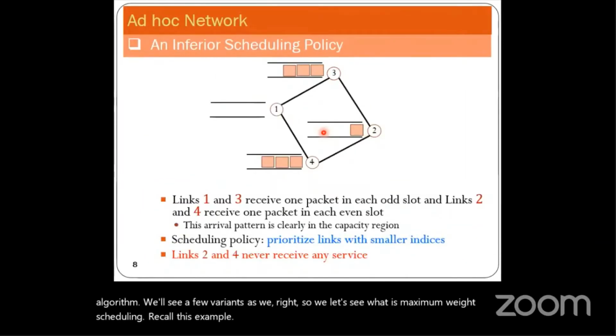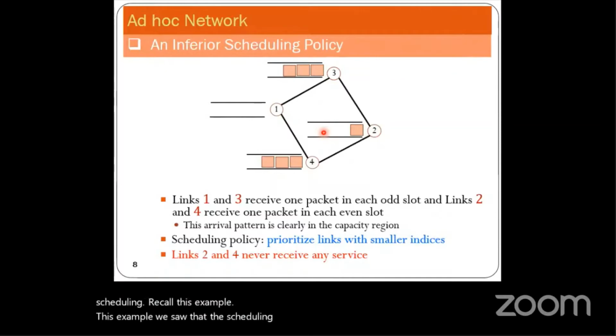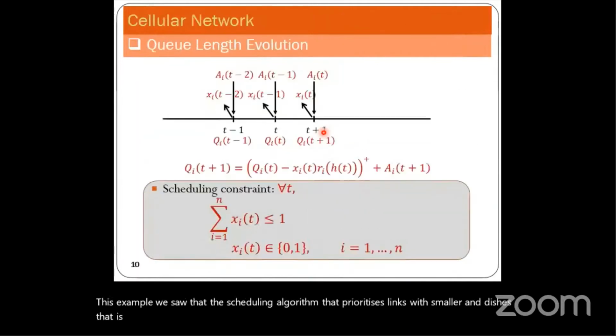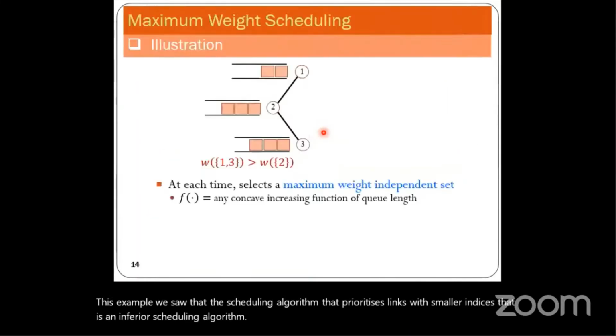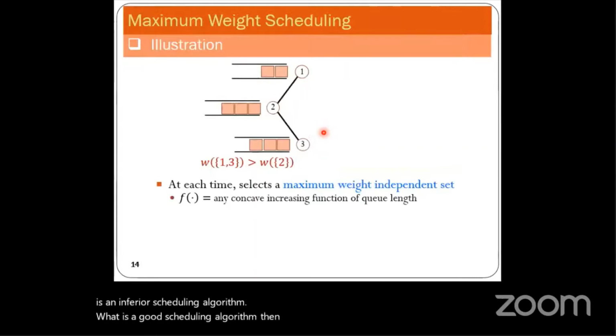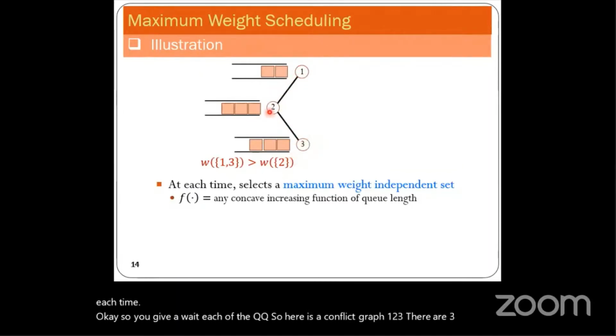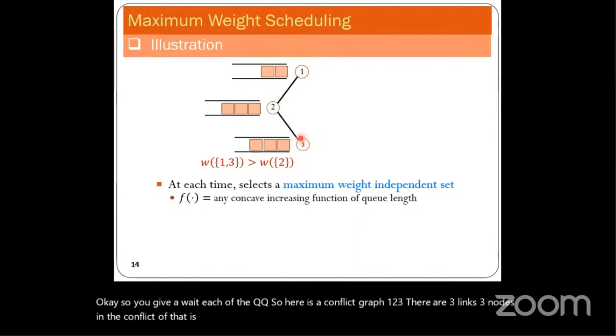We saw that the scheduling algorithm that prioritizes links with smaller indices is an inferior scheduling algorithm. What is a good scheduling algorithm then? So here is what a good scheduling algorithm looks like. At each time, you give a weight to each of the queues. So here is a conflict graph, 1, 2, 3. There are 3 links, the 3 nodes in the conflict graph. That is, these were the 3 links in the original network. Give a weight to each link, right?